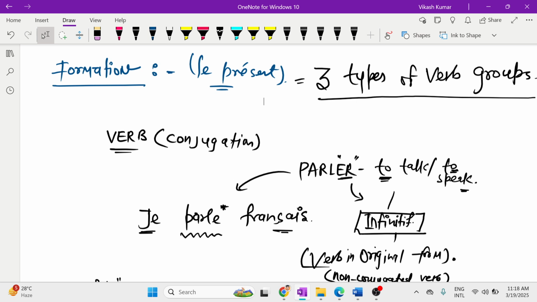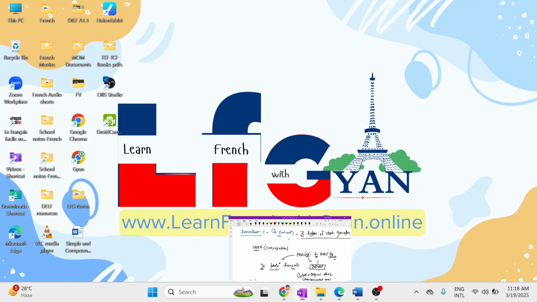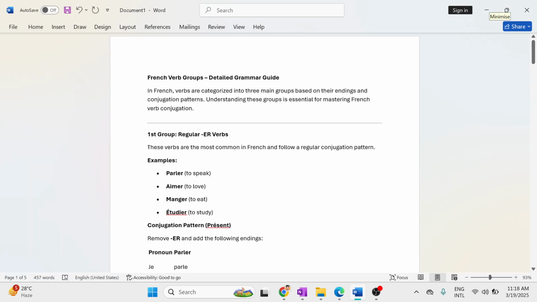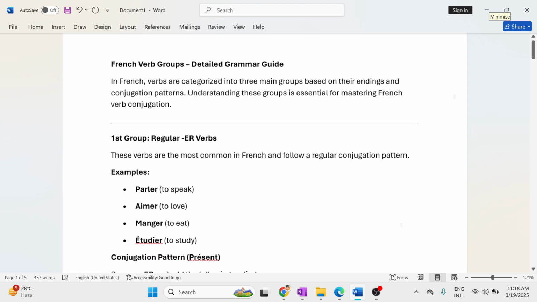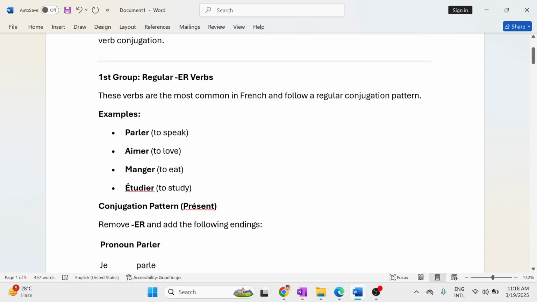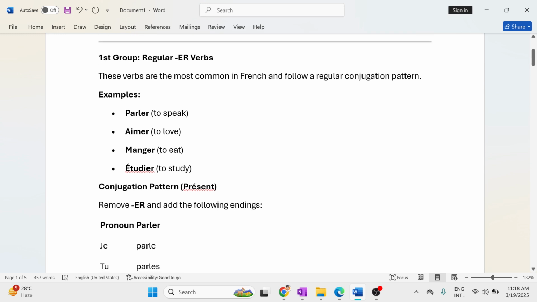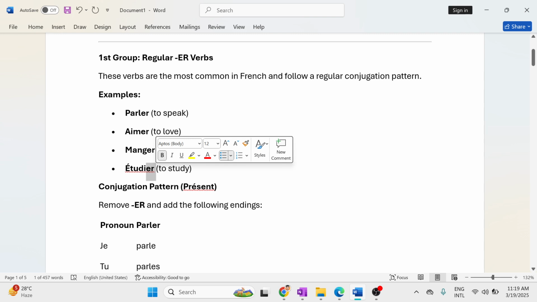What is good about the first and second group is that both belong to a regular family. They get their conjugation in a very regular formal pattern. They are not very different from each other, they are exactly the same. Let me share this Word document. I hope you can see this Word document, right? Yes. So when I talk about the first group, it's ER. It means that all the verbs which fall in the first group have to end in ER as infinitive. For example, parler, manger, aimer, étudier. All these verbs end in ER.